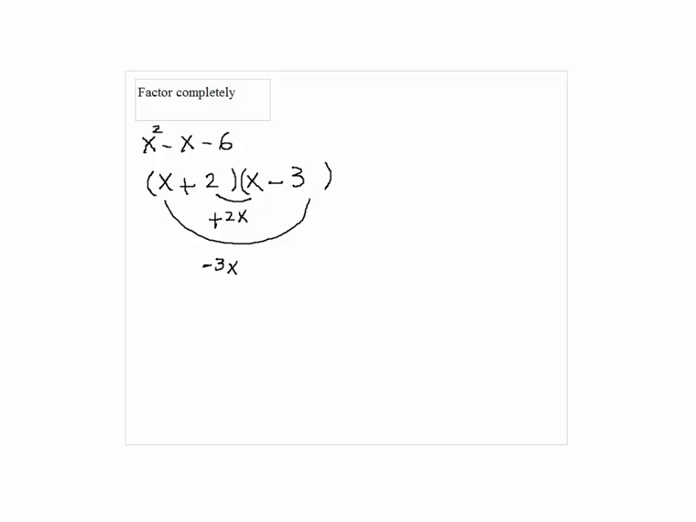So the possibilities would be 1 and 6, and 2 and 3. But remember, you want the sum to be negative 1 here. So I would pick 2 and 3. Where I multiply the two middle terms together, I get 2x, and the two furthest terms together, I get 3x. Remember, you want their sum to be minus 1x, so this must be minus, this must be plus, in order to get minus 1. And remember, plus 2 times minus 3 would result in negative 6, and we factor this completely.